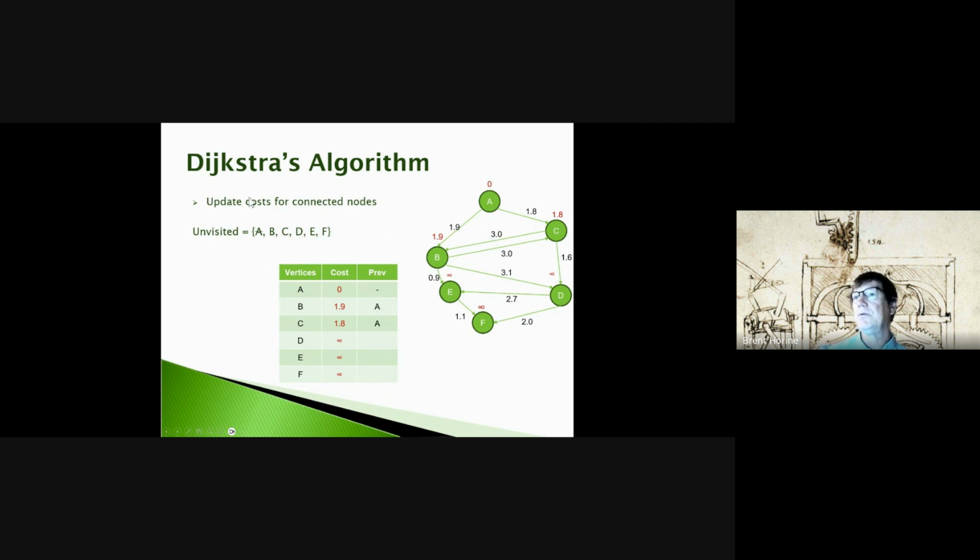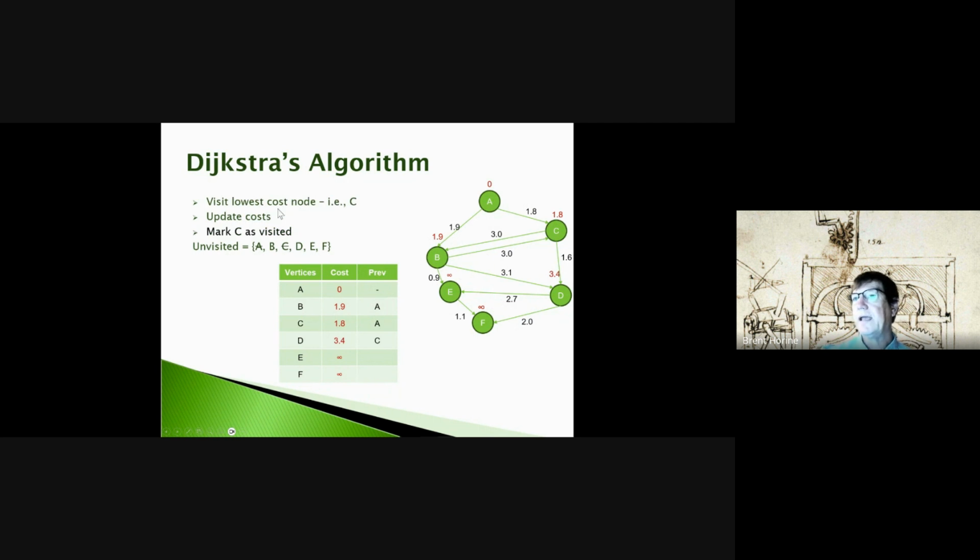Then we're going to update the cost for the connected nodes. What nodes are connected to A? Well, that's B and C. We examine the weights on these edges or paths, and that's the cost it takes us to get to B from A. So we assign a 1.9 there, and we assign a 1.8 as the cost to get to C, and we fill that in on the table. So it takes us 1.9 to get to B, and we got to B from A. We still haven't visited any other nodes yet, though.